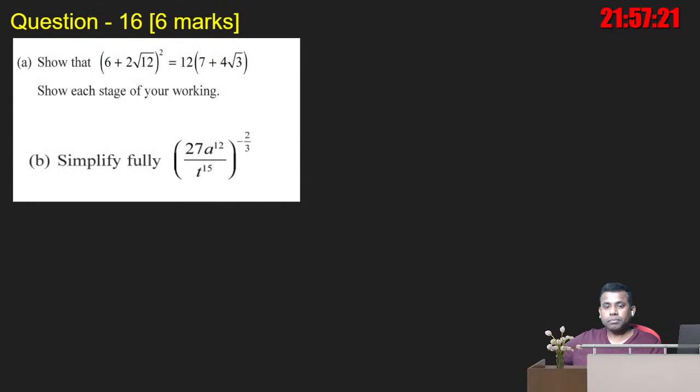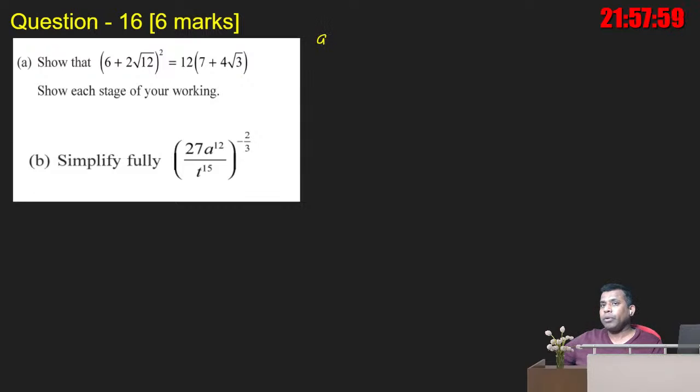Question number 16. Question number 16 is all about surd knowledge. You need to understand surds. Show that the bracket is equal to that answer. Show each stage of your working, right? The reason why I picked this one is that we have another session where we are going to teach you how to do surd questions, rationalizing surds, simplifying surds, multiplying, and all the other harder questions on surds in a different video. But the reason I picked this question is mainly that it involves the knowledge of expanding brackets, right?